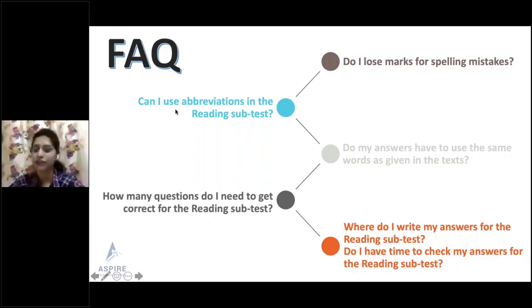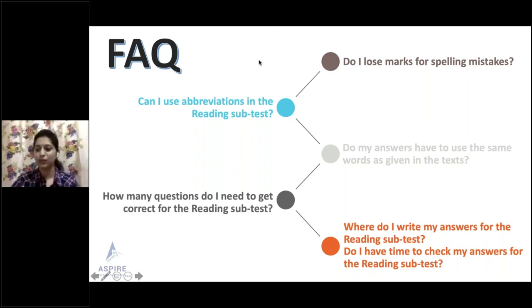So can I use abbreviations in the reading subtest? Abbreviations are usually not accepted in the reading subtest until and unless they appear in the extracts or the texts that have been given in the question paper. If they are mentioned in the question paper, yes, it is all right to go ahead and use them. But if not, please don't.